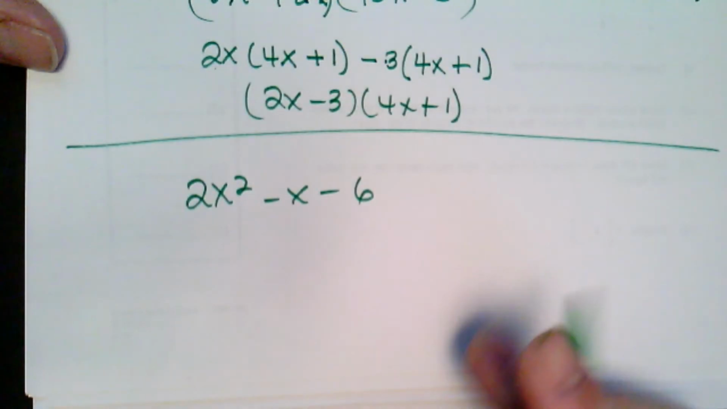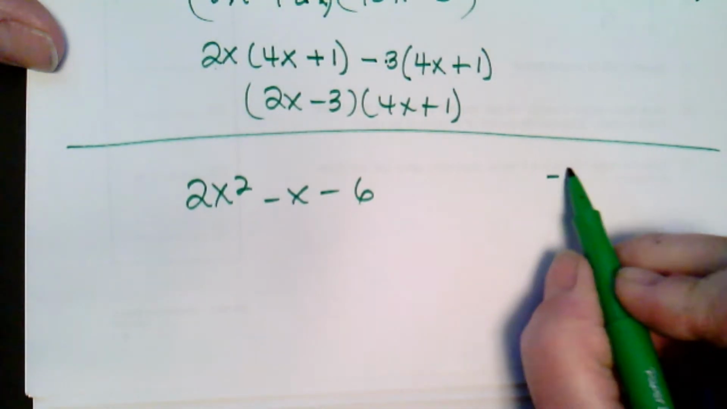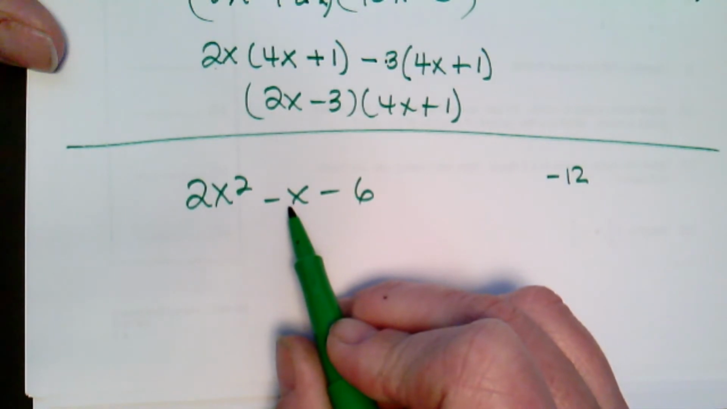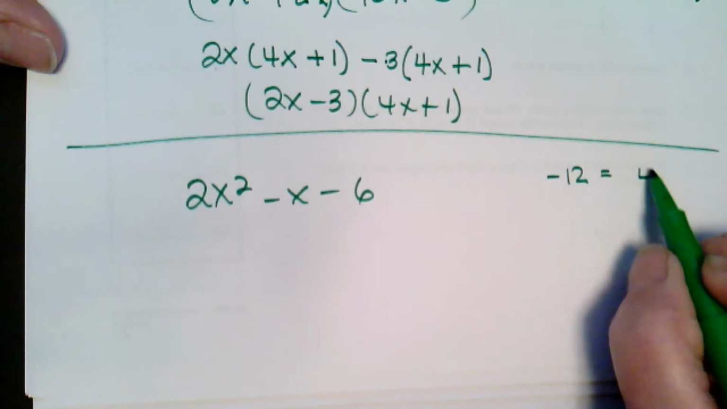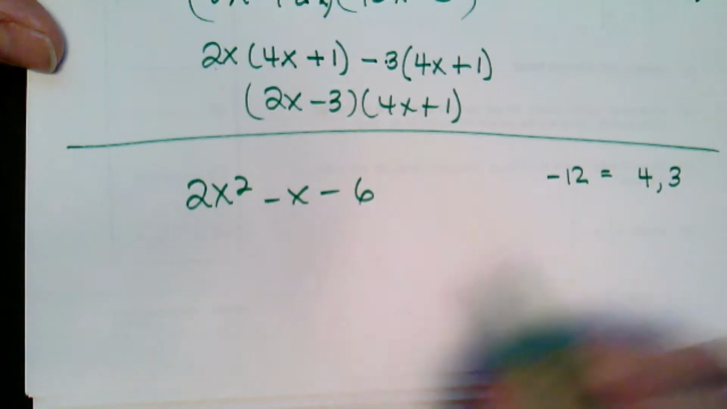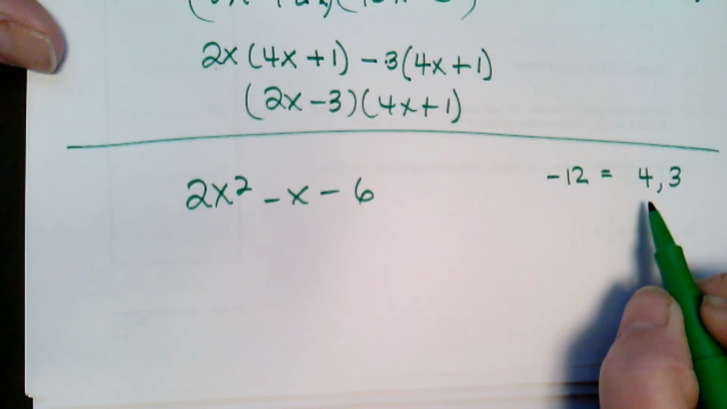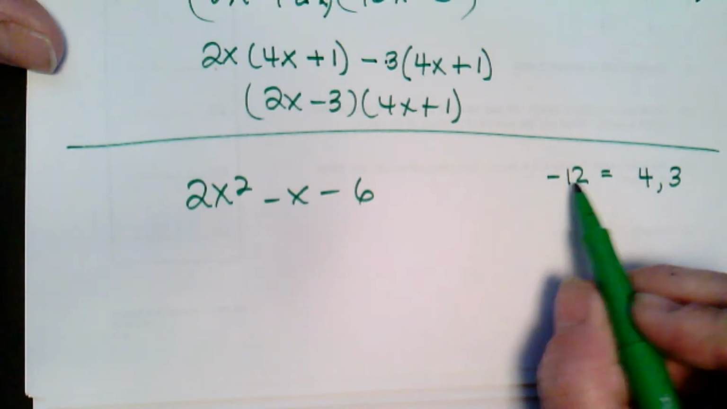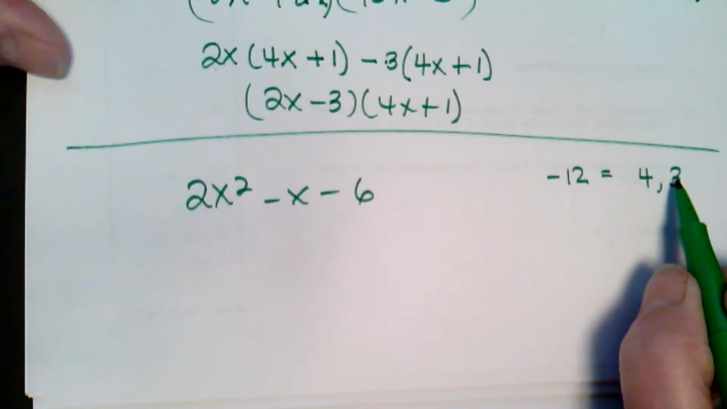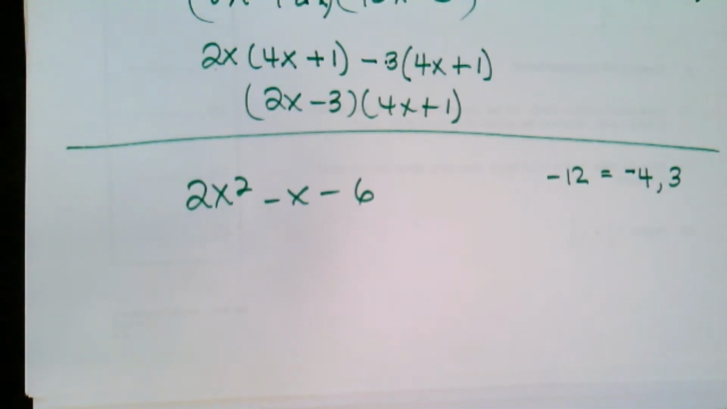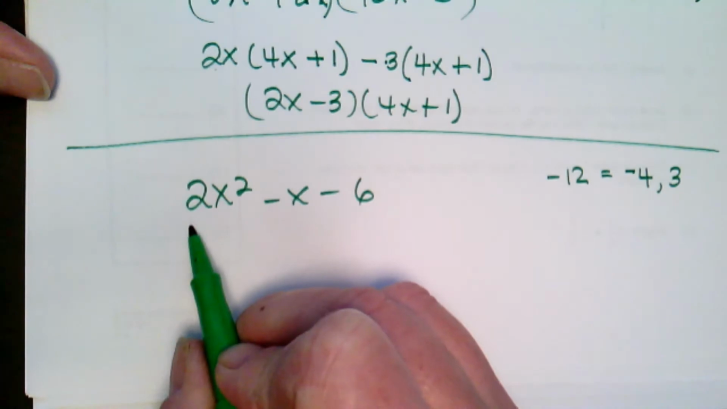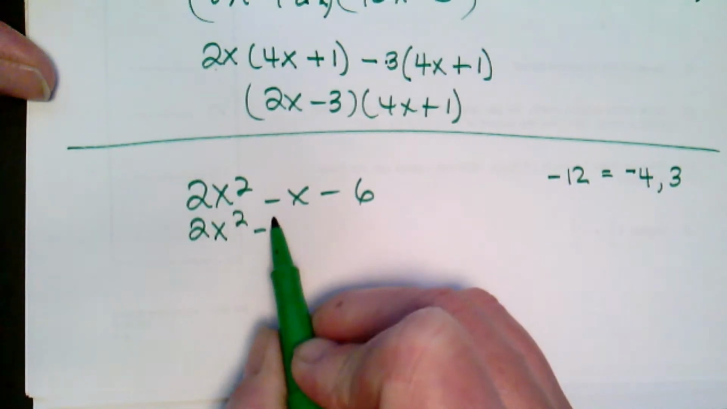Our next example, multiply together, we get a negative 12. Add together to get a negative 1. So I'm thinking 4 and 3 because right away I can think, well, if I subtract those, I know I'm going to get a 1. So it has to equal a negative, which means one of these has to be negative, and then my larger would be a negative when I add them. So rewrite my middle term.